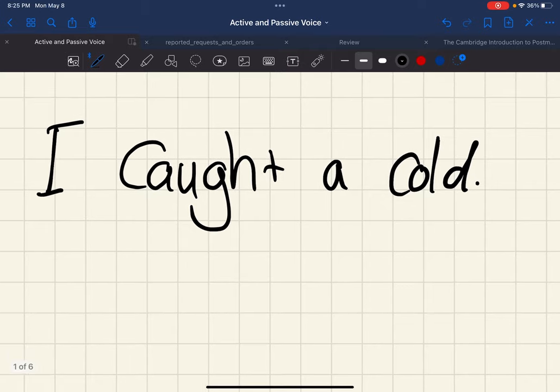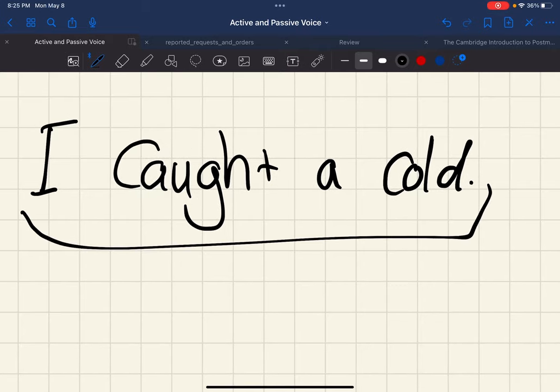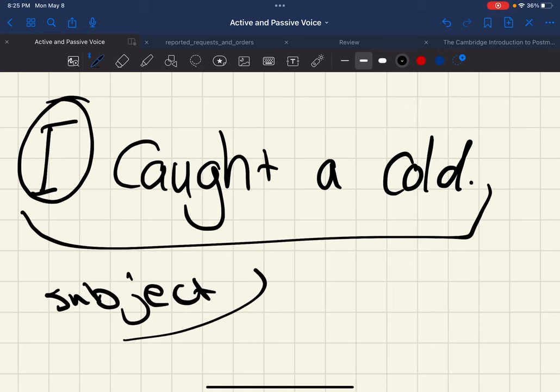So in passive, when we have an active sentence like this, we mean we know who the subject is. The subject is there. So it's clear. Who caught a cold? I did. And in passive, whatever you do, you need an object. And that is a cold.